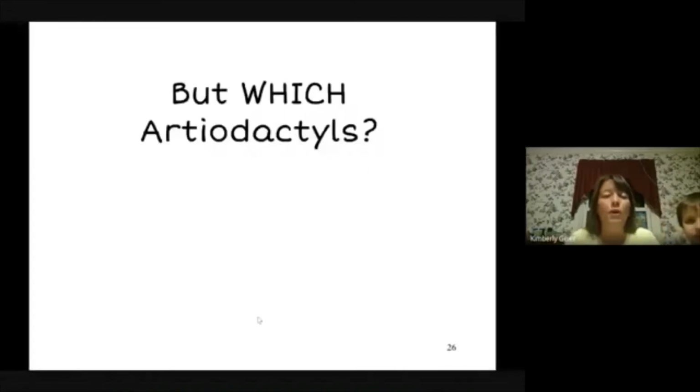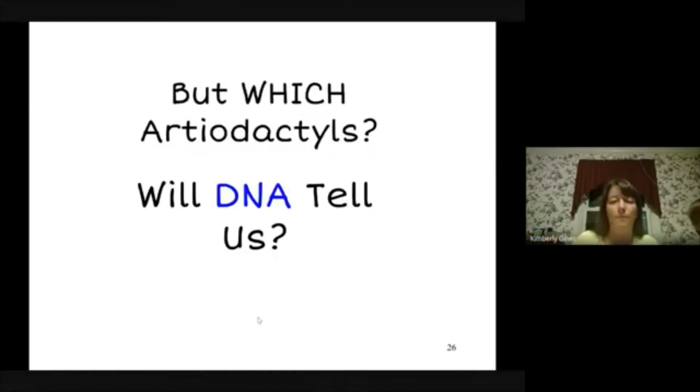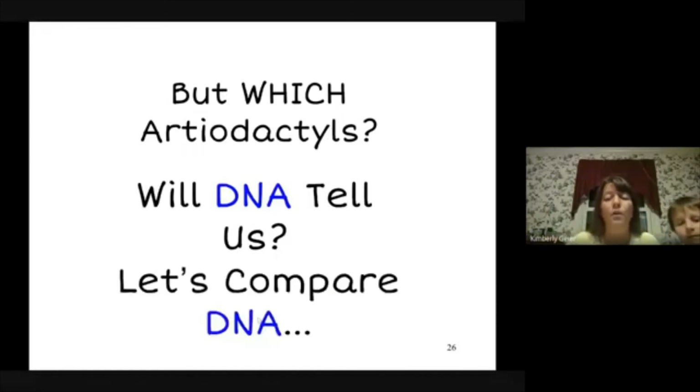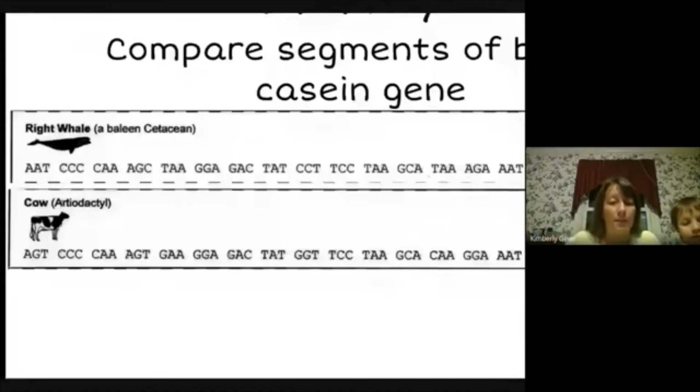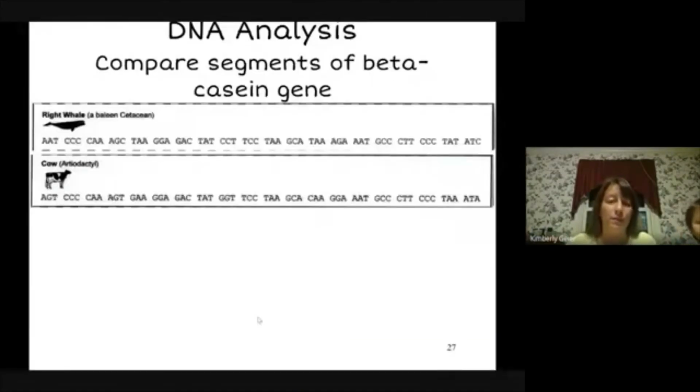All right, but what if we wanted to know which artiodactyls? Now we can look at DNA. Now we're really just going to skim through this instead of doing the whole activity. But we could totally compare DNA. Now you've got all these strips of DNA in your book. We could totally cut them out. We could totally arrange them so that we could compare them.